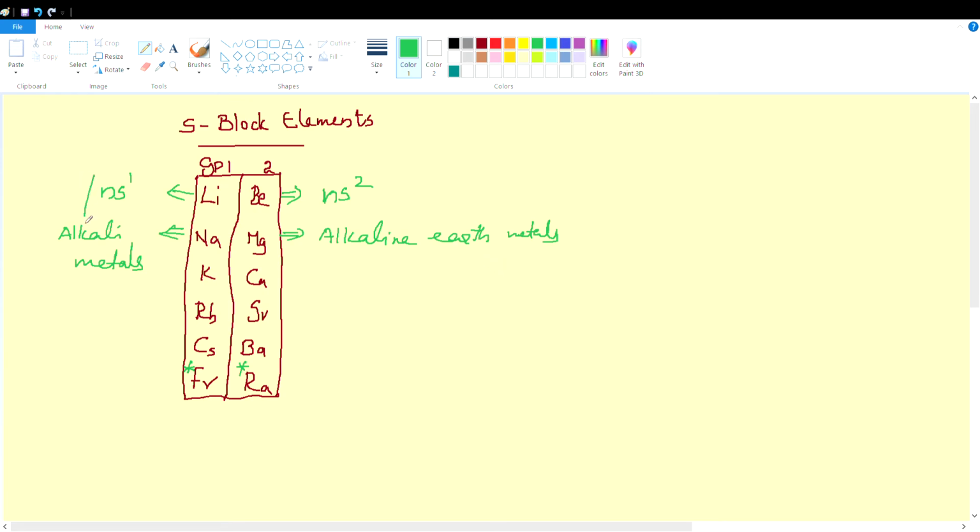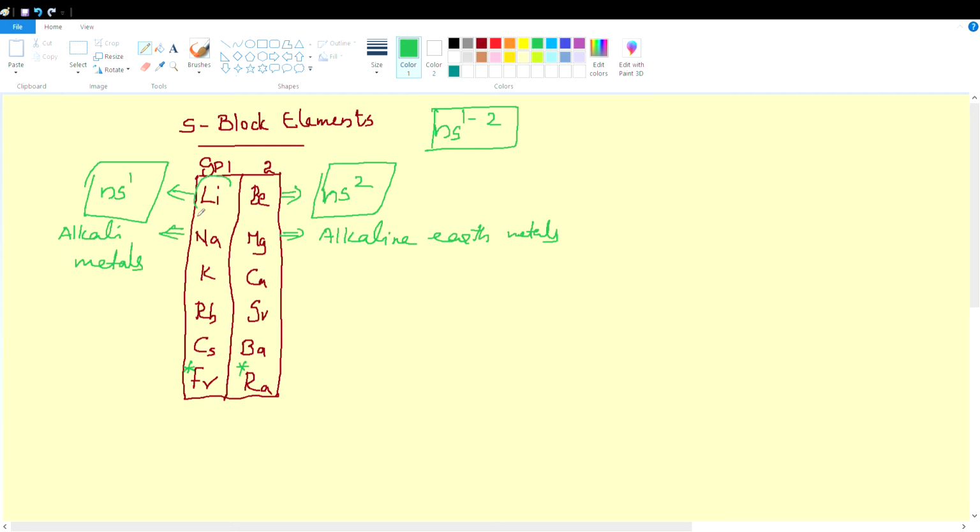So ns1 is the general electronic configuration of alkali metals, ns2 the general electronic configuration of alkaline earth metals. So the general electronic configuration of S-block elements will be ns1 to 2, one or two valence electrons. All the members of a group exhibit similar properties. All the alkali metals exhibit similar properties except the first member, lithium. Similarly, all the alkaline earth metals show similar properties except beryllium.